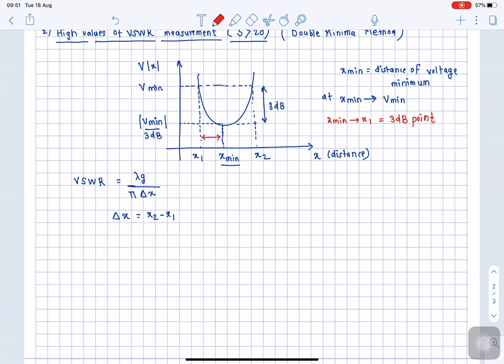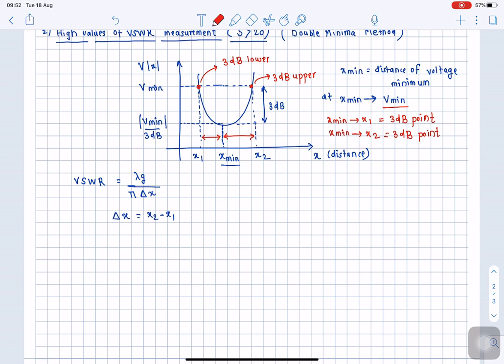So this 3 dB point is over here. Similarly, when I move on the right hand side from the x min, again the V minimum will change by 3 dB. So from x min to x2 I will get another 3 dB point. Please remember, what is the 3 dB point? The 3 dB point is the voltage fluctuation of the minimum voltage to its value 3 dB upper or lower. So this value is a 3 dB upper value of voltage minimum, and this value is 3 dB lower value.